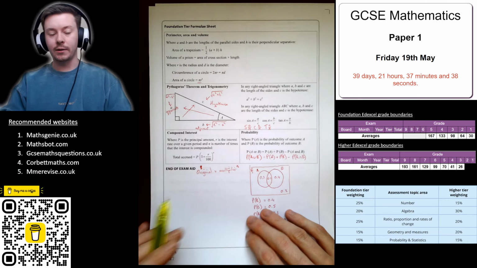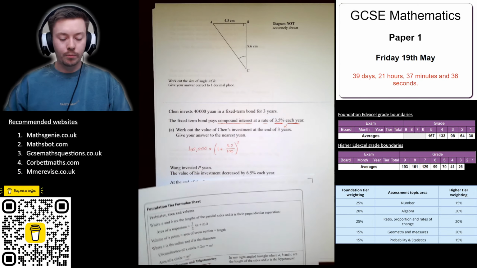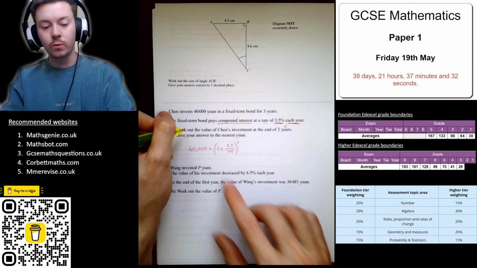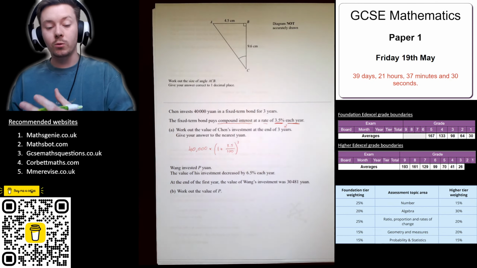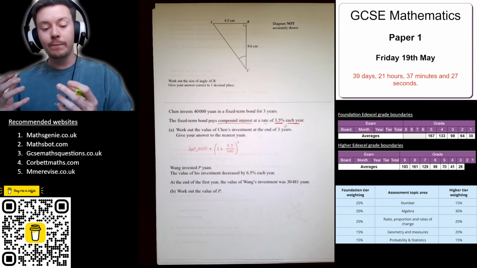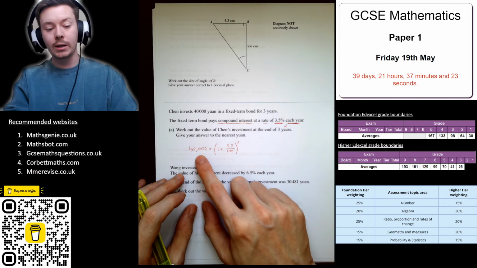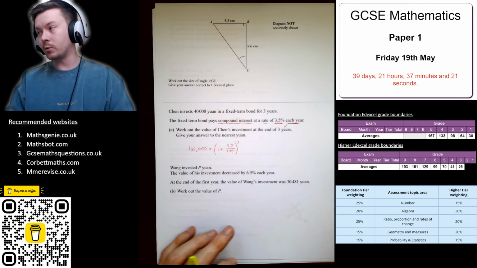And then it would work exactly the same way. Now, bear in mind as well, this works out the total value of Chen's investment. This doesn't just work out the interest. To work out the interest, you could use this formula and then take away the original amount, the 40,000.